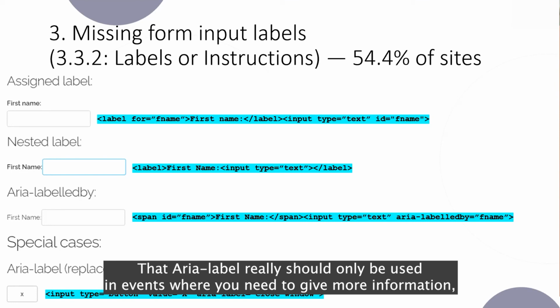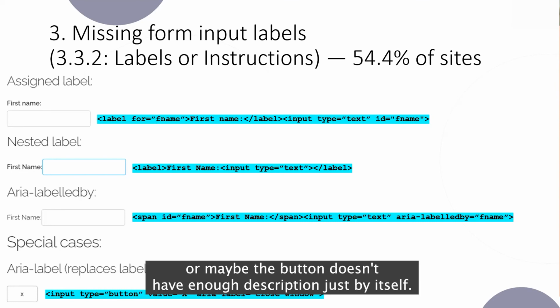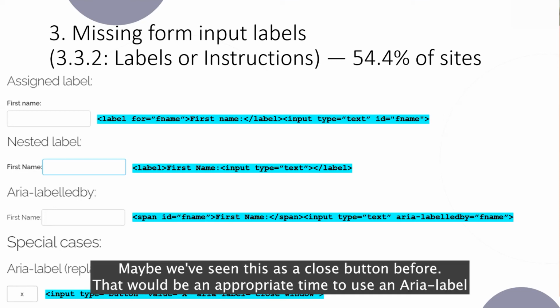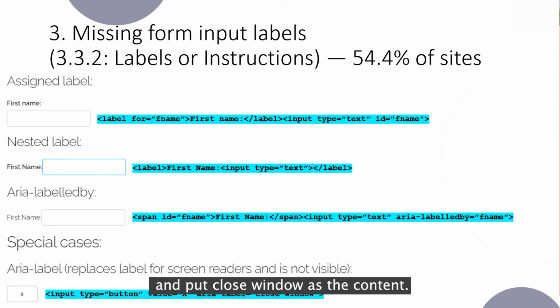That aria-label really should only be used in events where you need to give more information, or maybe the button doesn't have enough description just by itself. On screen, I have an input, which is a type button, and the value is X. Maybe we've seen this as a close button before. That would be an appropriate time to use an aria-label and put "close window" as the content.